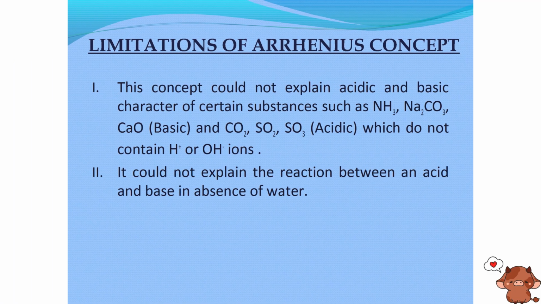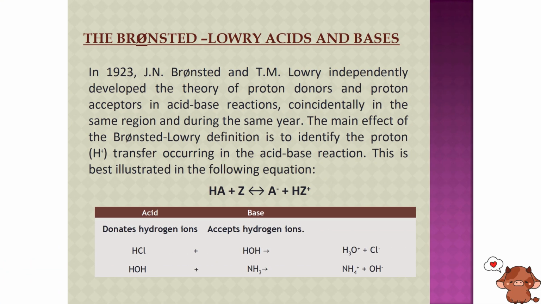But the Arrhenius concept has limitations. It could not explain the acidic or basic character of substances like nitrogen trihydride, sodium carbonate, CaO, carbon dioxide, sulfur dioxide, which don't contain H or OH ions, or the reaction between an acid and base in the absence of water. This brings us to the Bronsted-Lowry theory. In 1923, J.N. Bronsted and T.M. Lowry independently proposed that acids are proton donors and bases are proton acceptors.